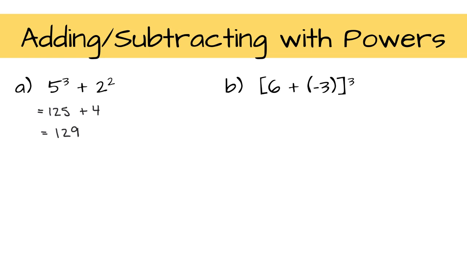B is a little different because we do have those grouping brackets there. So we'll do what's inside first. So 6 plus a negative 3 will give us a 3. And we know that that's cubed. And again, 3 times 3 times 3 will give us an answer of 27.